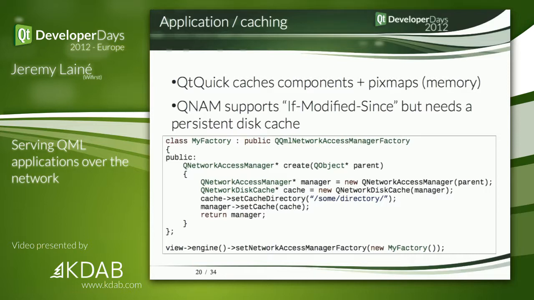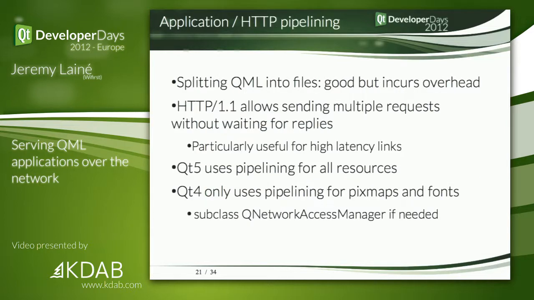So at some point, if you need to do all these different customizations on the QNetworkAccessManager, the way this is provided, you need to define a factory which creates a QNetworkAccessManager whenever QtQuick needs it. So, for instance, this is just some code for setting a QNetworkDiskCache.